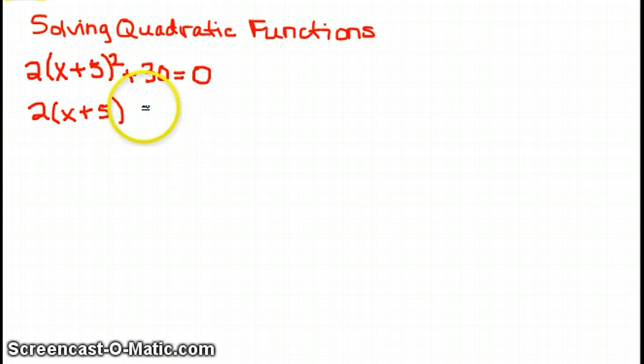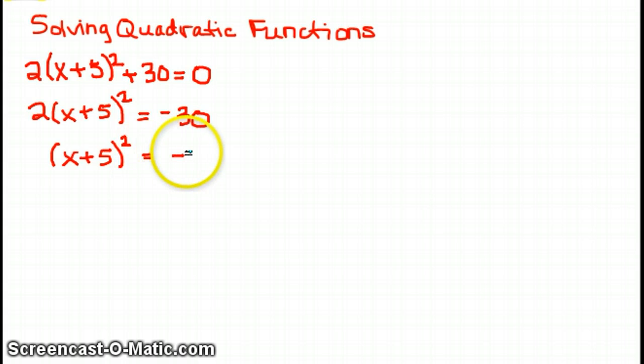So you get 2 times the quantity (x + 5) squared equals negative 30. Then we are going to divide by 2 on both sides, so it's just solving algebraically. So we're left with the quantity (x + 5)^2 = -15. And from here, now that you have your quantity that's squared completely by itself, notice there are no other terms with an x in it, now you can square root.